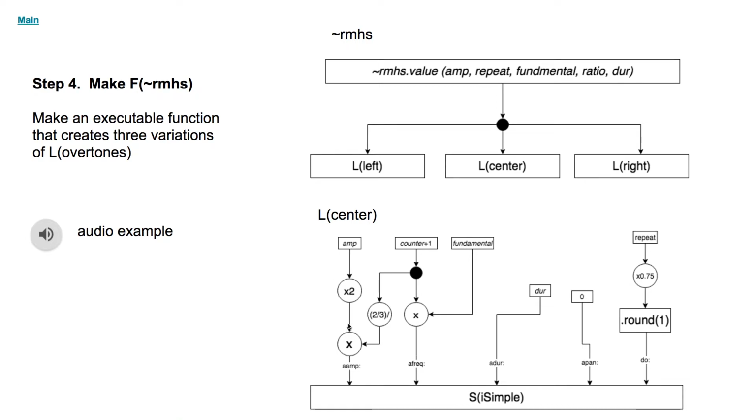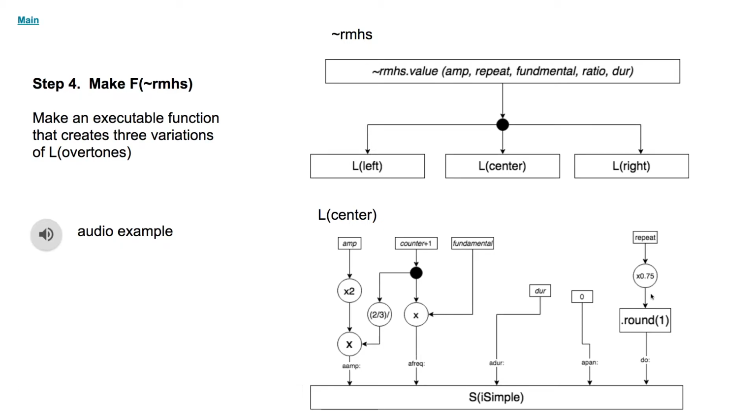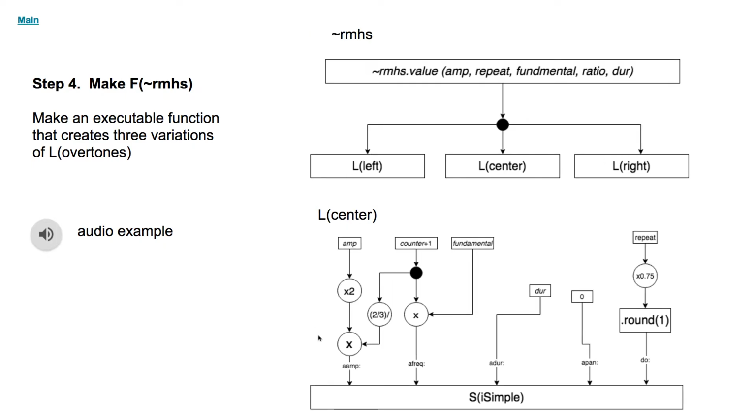Now for the amplitude, you have a times 2 in here. This is the only new thing. And for repeats, you have a times 0.5 and round 1. Compared to that, your left and right one does not change much. It does not change anything from step 2. Basically, what I wanted on the center was that my center sound will be louder, twice as loud as my left and right.